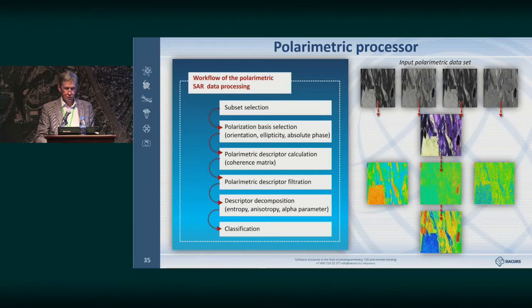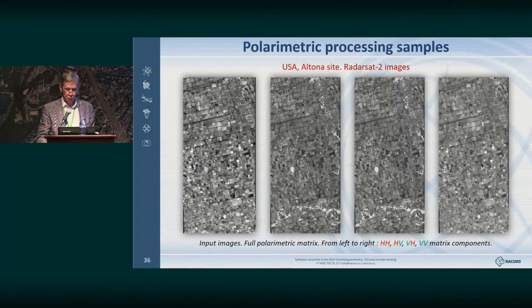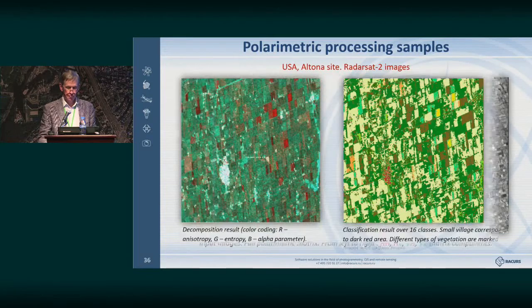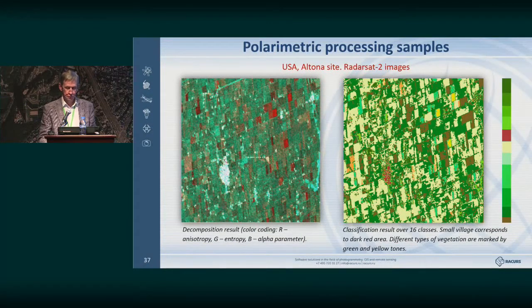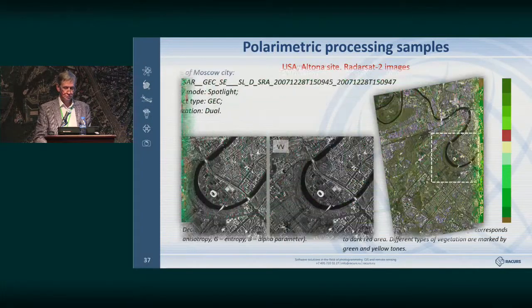We transition from complex approaches to some sort of a descriptor that does classification of points in the terrain. This is an example of a full polarimetric matrix from left to right.